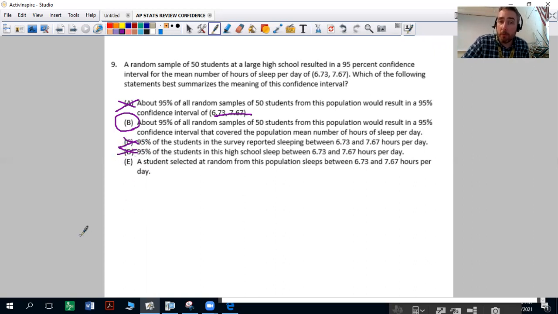And a student selected at random from this population sleeps between 6.73 and 7.67 hours per day. That's not true necessarily because you might have someone outside that interval. So the only one that makes sense is B.